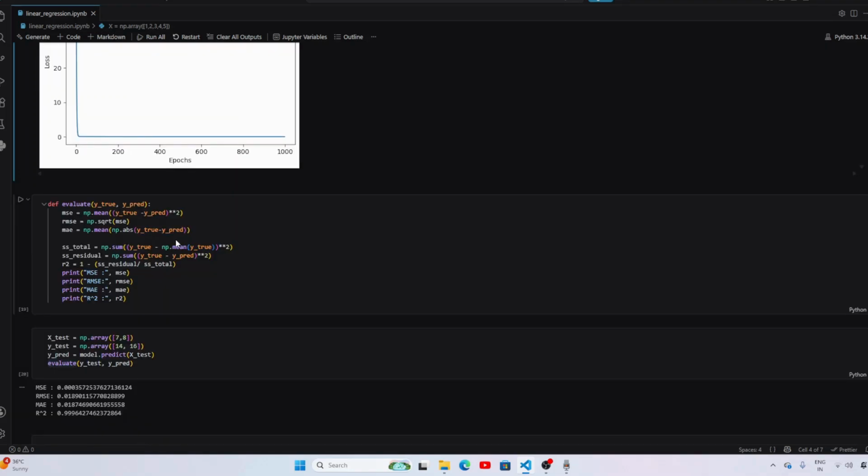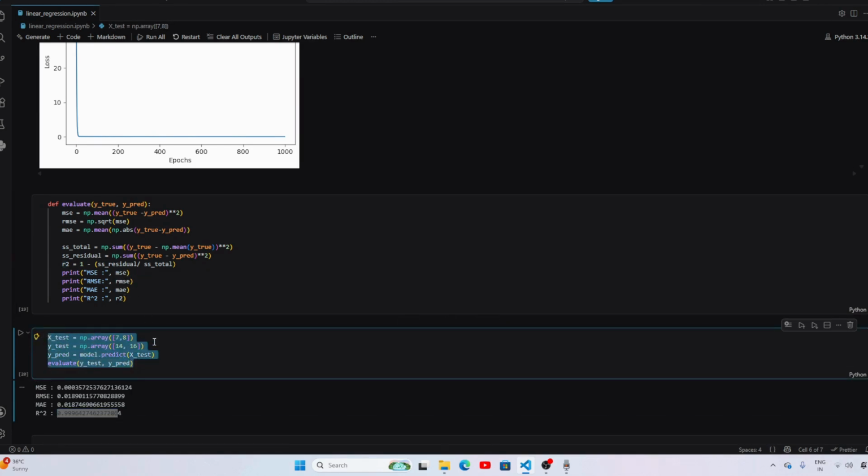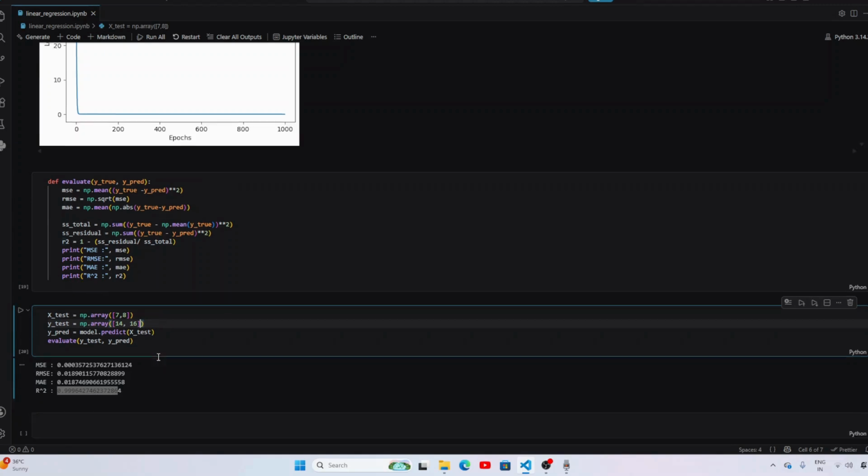Now we will evaluate the model. These are the metrics we are taking: mean square error, root mean square error, mean absolute error, and R square values. The best metric to evaluate the linear regression model is the R square. If the R square value is closer to 1, that means your model is performing very well. Here I have passed some test values like 7 and 8, so the expected outcome will be 14 and 16. It will evaluate and predict the values to see how well it is performing.